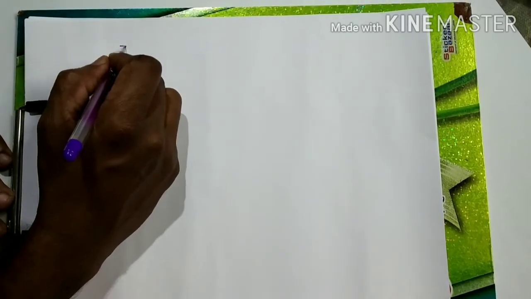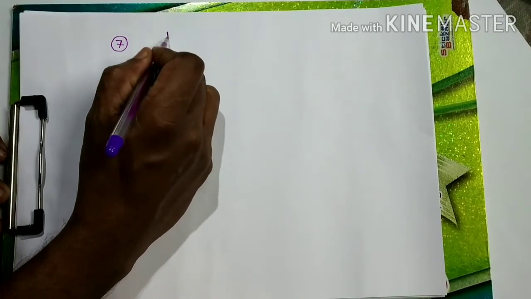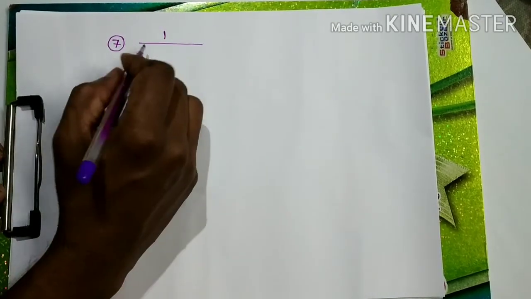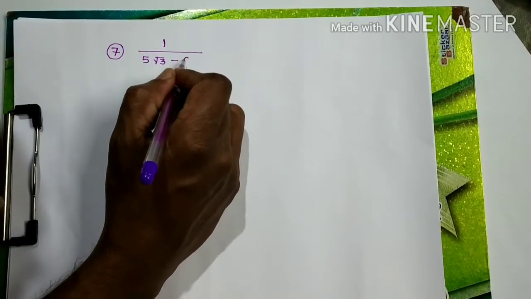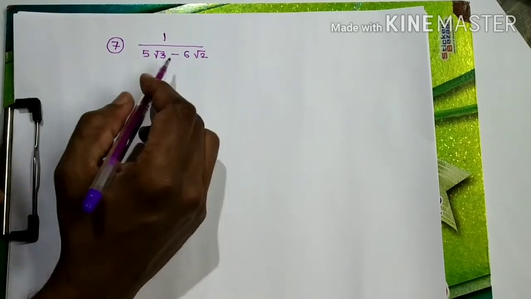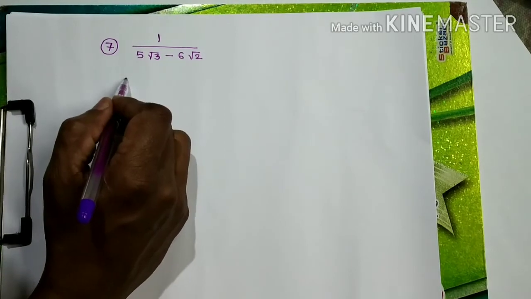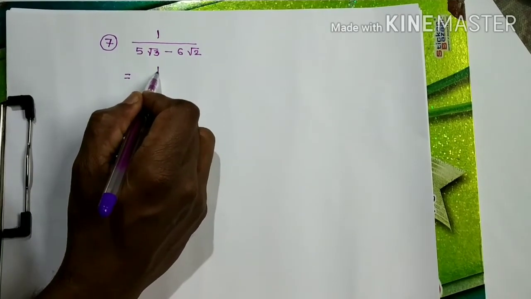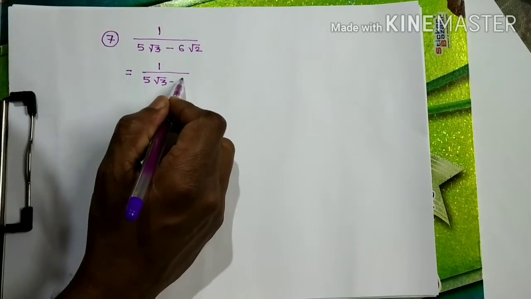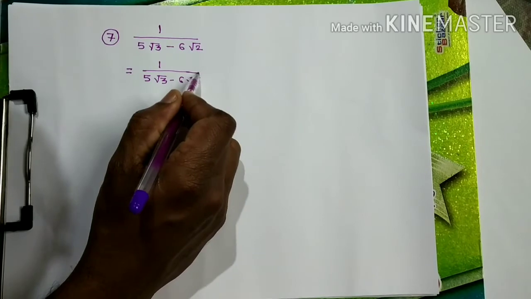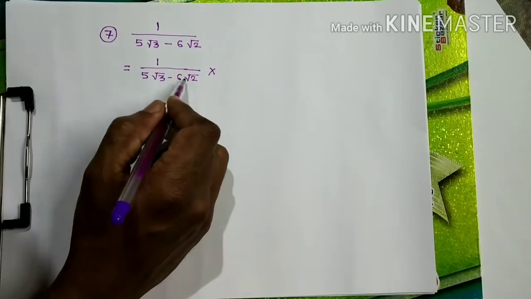Now let us take one more example, and example number 7. 1 divided by 5 root 3 minus 6 root 2. Here denominator is 5 root 3 minus 6 root 2. So what is the first step here? 1 upon 5 root 3 minus 6 root 2. So you have to rationalize this denominator. So multiply by, you have to use here conjugate.